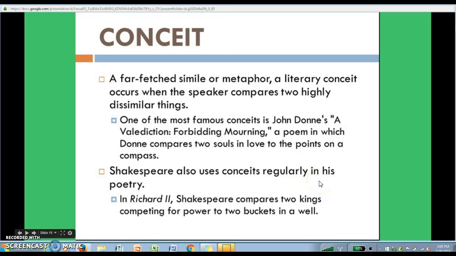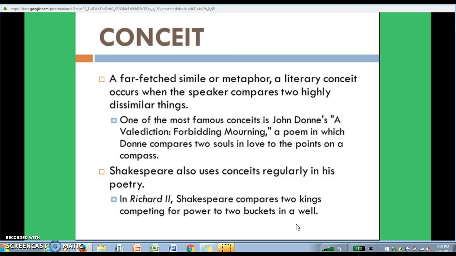So here, in Richard II, Shakespeare compares two kings competing for power to two buckets in a well. This is a very uncommon metaphor. We usually compare kings to, oh, say, lions. That's a good old-fashioned metaphor. But comparing two kings to buckets, that's unexpected and somewhat confusing. These things seem to have nothing in common.